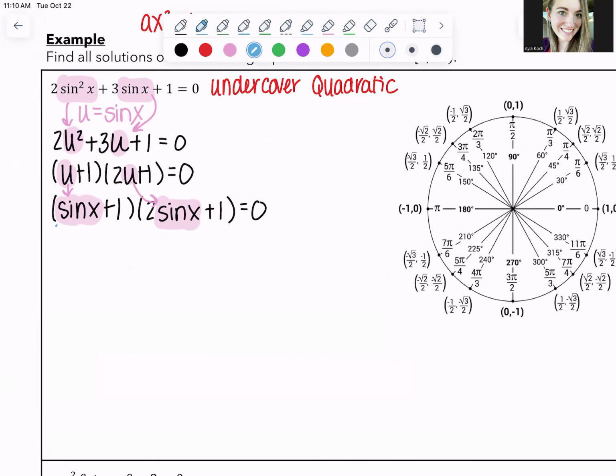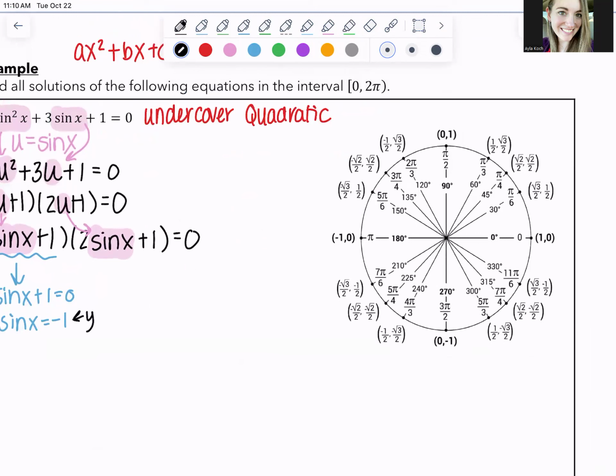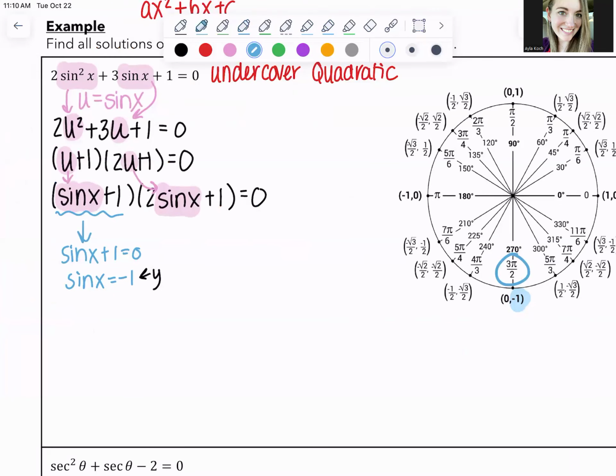All right. So I'll take this first factor because now we have 2 factors multiplied set equal to 0. Use the zero product rule. We get sine x plus 1 equal to 0. That means sine x is equal to -1. Where is the y value equal to -1? Come on over to our unit circle. Well, the y value is -1 in only one place. It's at 3 pi over 2. So for this equation, we have 3 pi over 2.